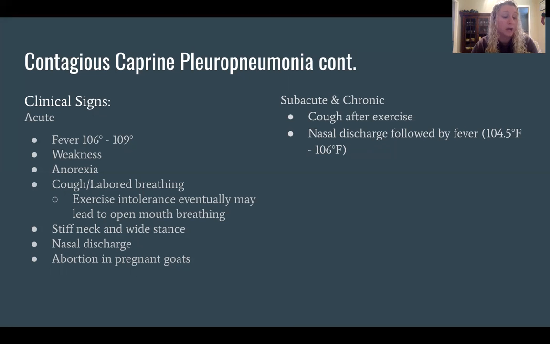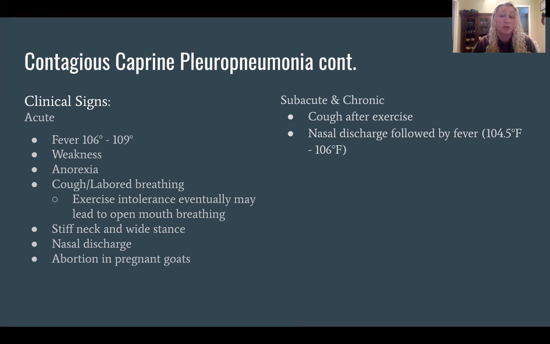Then leading to the final stages, they may not be able to move well, so they have that stiff neck and that wide stance. They stand with their front legs wide apart and their neck stretched out, stiff and extended. Then in your terminally ill patients, they'll frequently have that frothy nasal discharge and stringy saliva. And then you can have abortion in your pregnant goats.